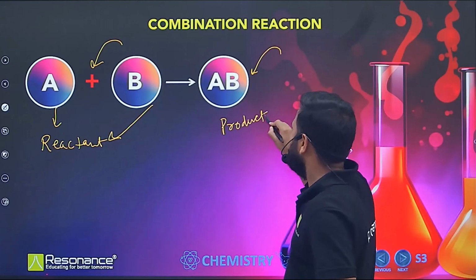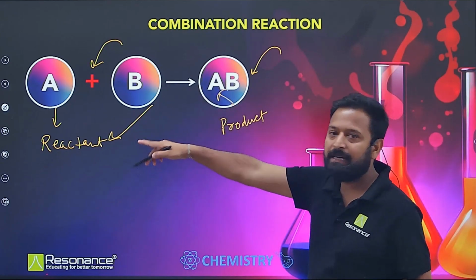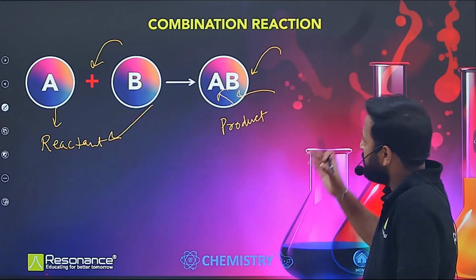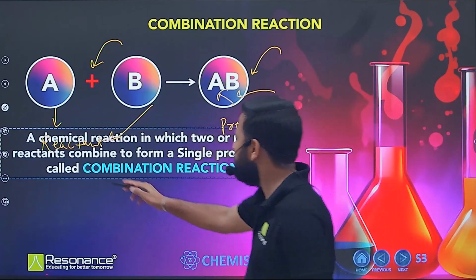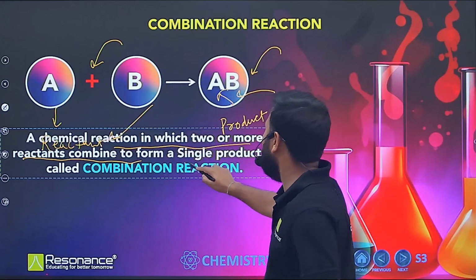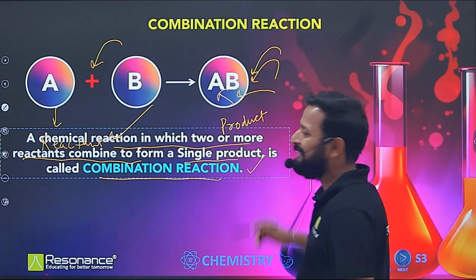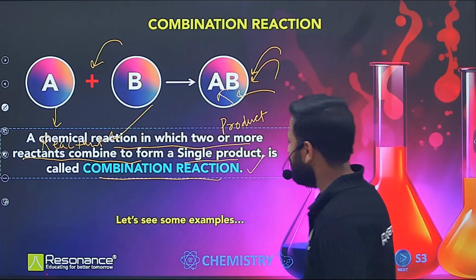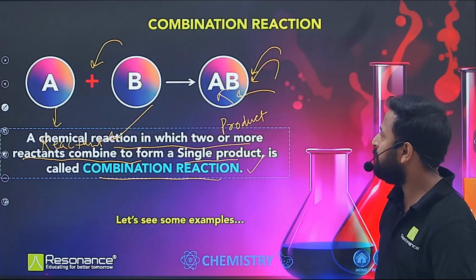And you can easily observe that in AB, the A is coming from the reactant, the B is coming from the reactant, and nothing new has been introduced. So simply the reactants are reacting to form a product. A chemical reaction in which two or more reactants combine to form a single product is called a combination reaction. So let's see some examples in which we can find the combination reaction.